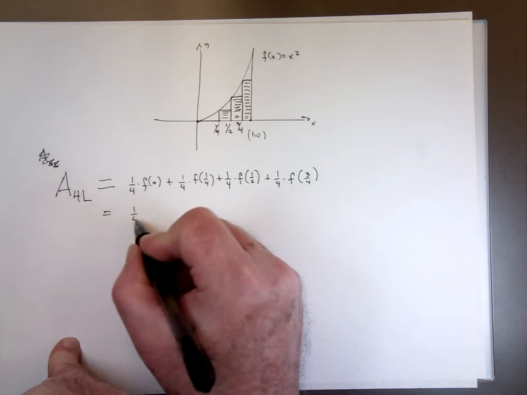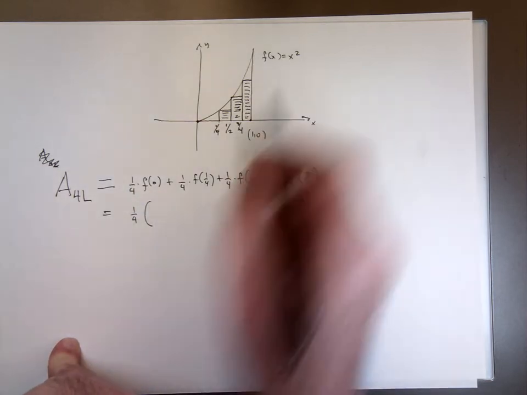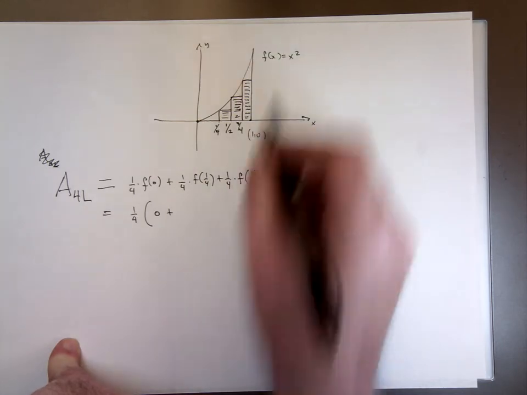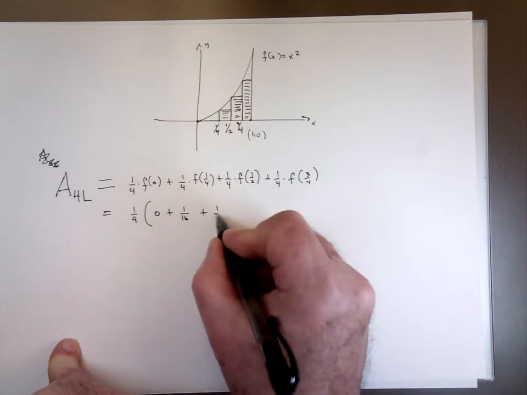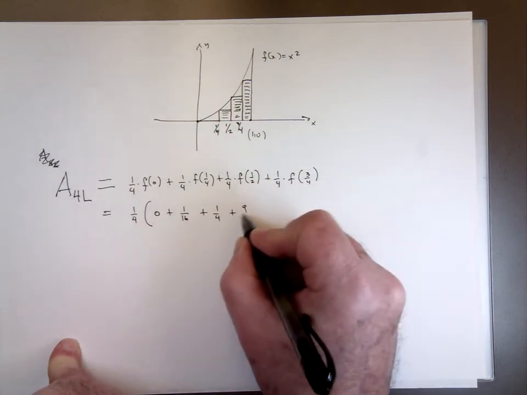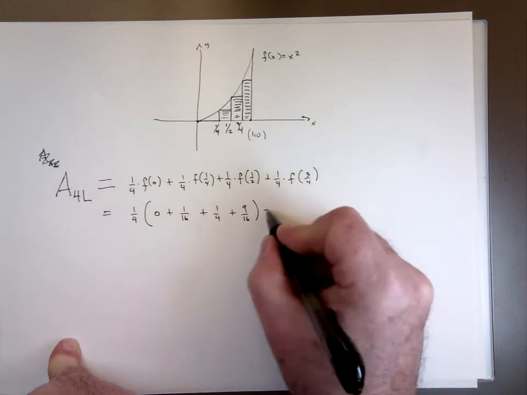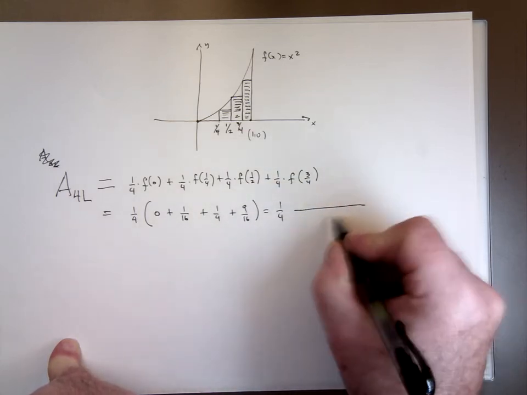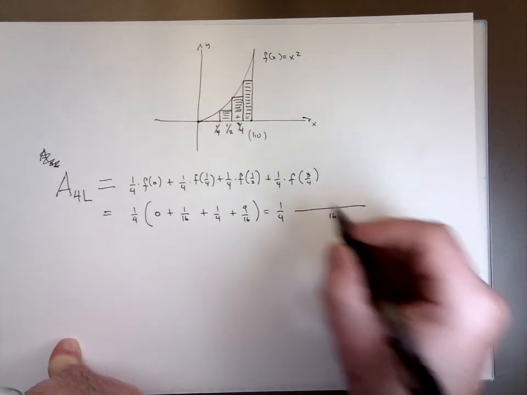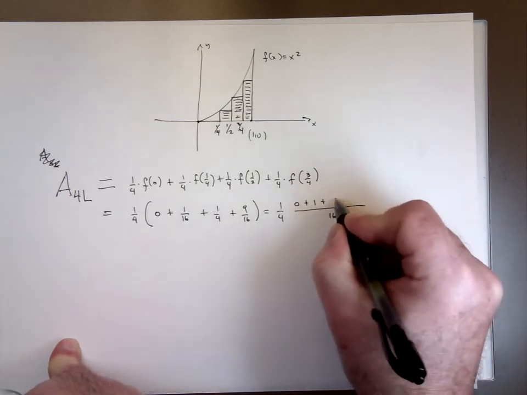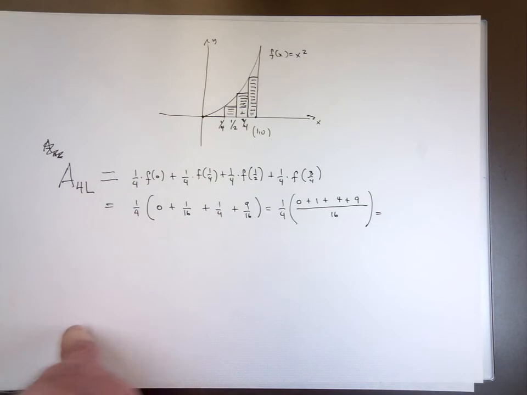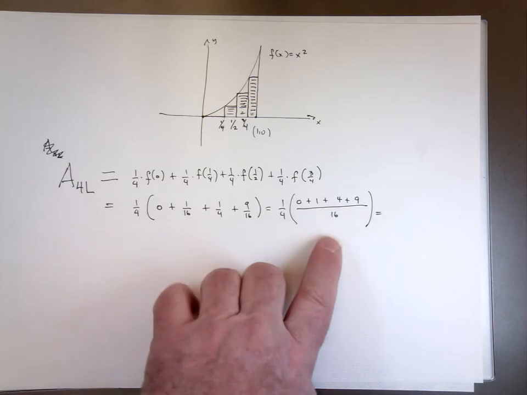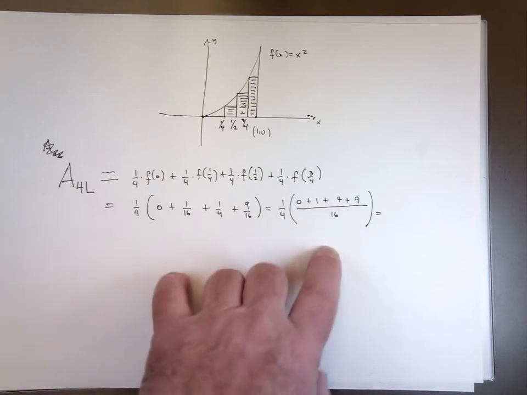Now, f of 0 is 0. f of 1/4, 1/4 squared is 1/16. 1/2 squared, 1/4. 3/4 squared is 9/16. That's equal to 1/4. I'll tell you what, I'm going to put it all over 16. And I'm going to have 0 plus 1 plus 4 plus 9. And that's equal to, let's see, 14 sixteenths. That's 14 over 64. That's 7/32, I believe.